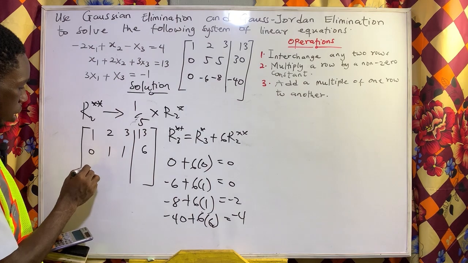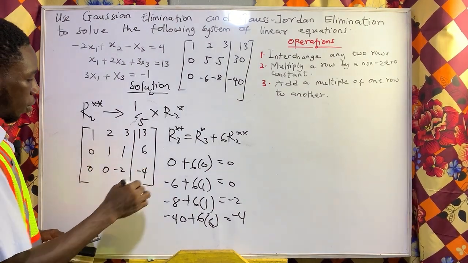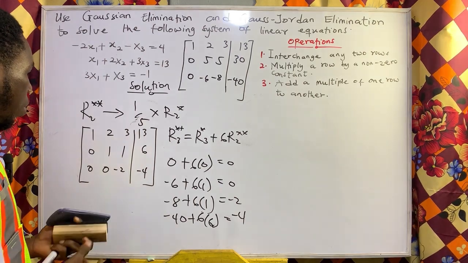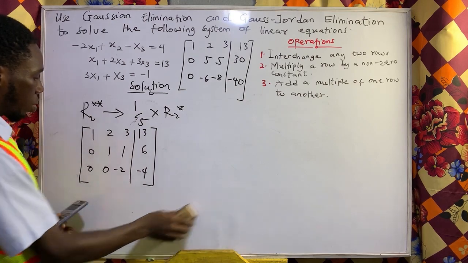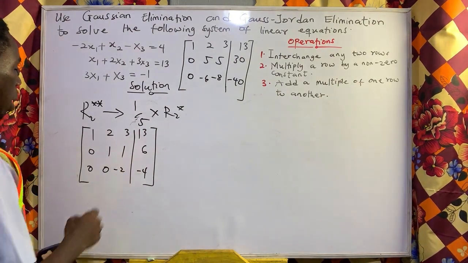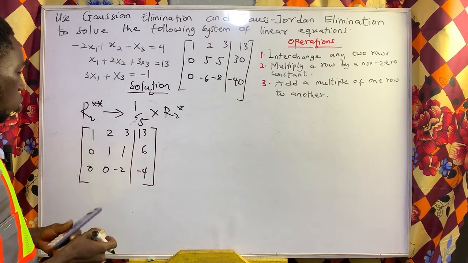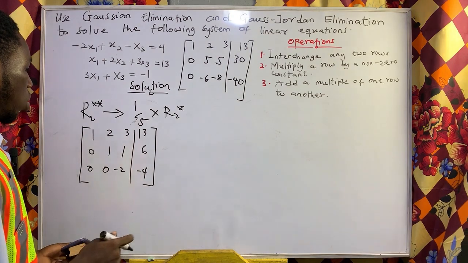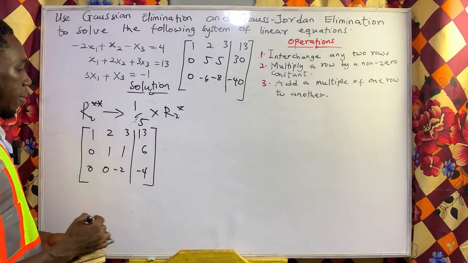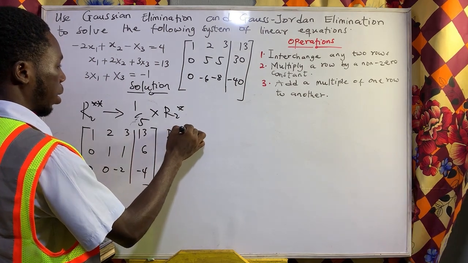So our new values should be 0, 0, minus 2, minus 4. That will be our new row 3. Now, I want to make this value here 1. So what I'll do is multiply through the new row 3 by a non-zero constant, and that constant should be minus half. So our row 3 star, star, star.